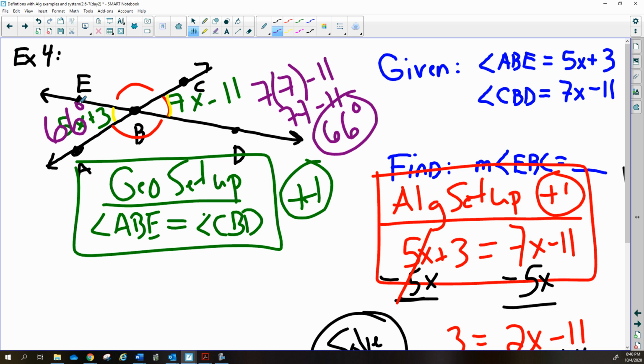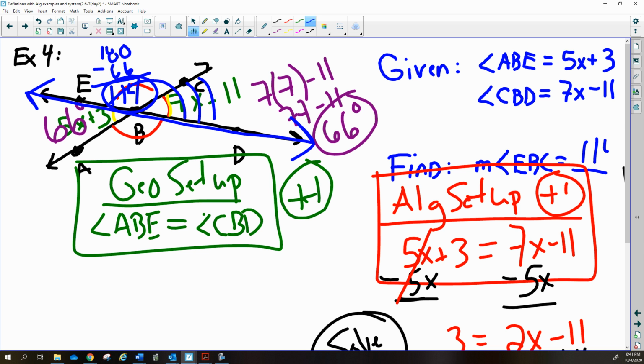But when you come over here and look at linear pairs, we know that this line right here is 180 degrees. And since this part right here was 66 degrees, if we take 180 and subtract 66 from it, we should be able to come up with the solution for EBC. That comes out to 114 degrees. So we have 114 degrees for angle EBC.